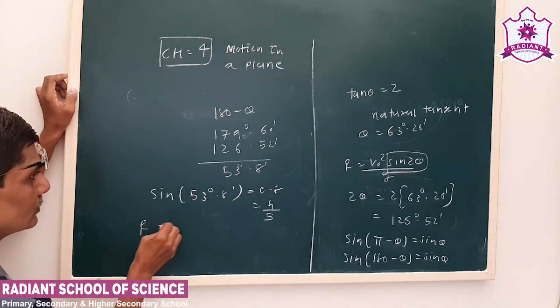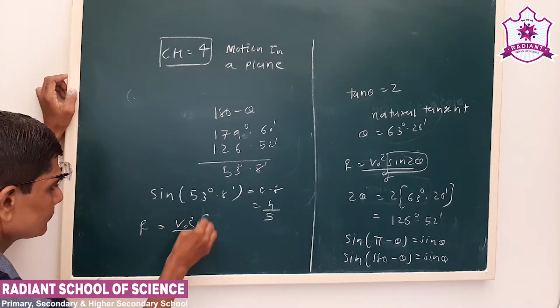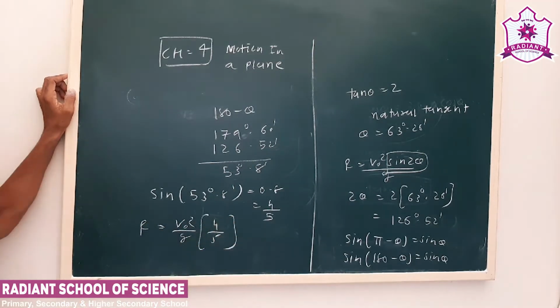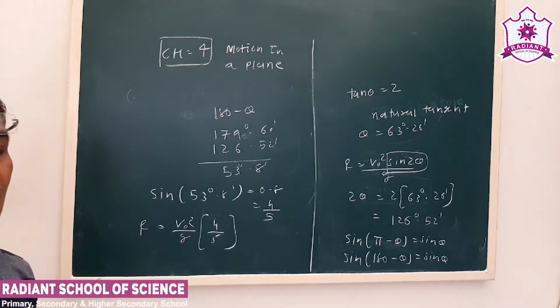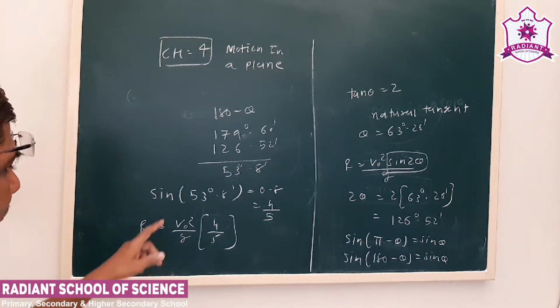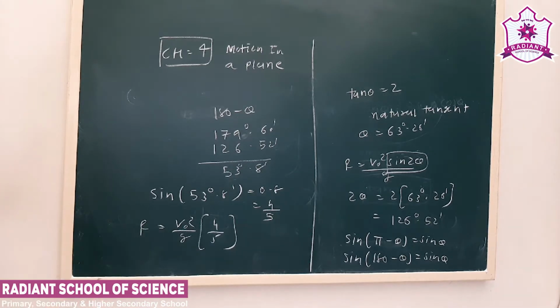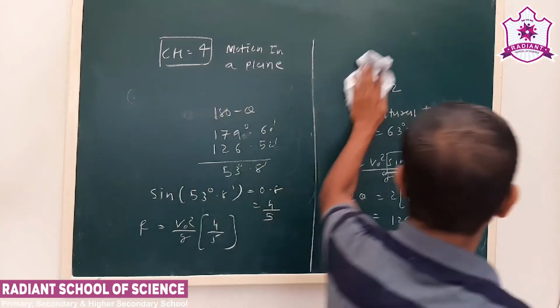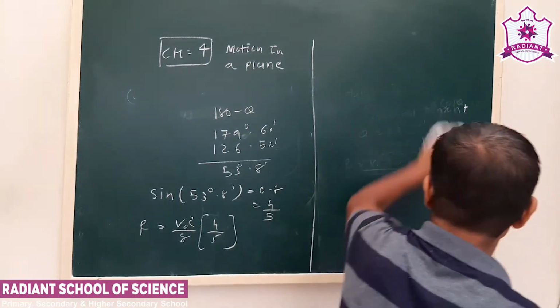So range is equal to 4 by 5 v0 square by g. So this is our answer. The range is given in terms of V0 square and g. So this is how we can solve. Now see the next MCQ.